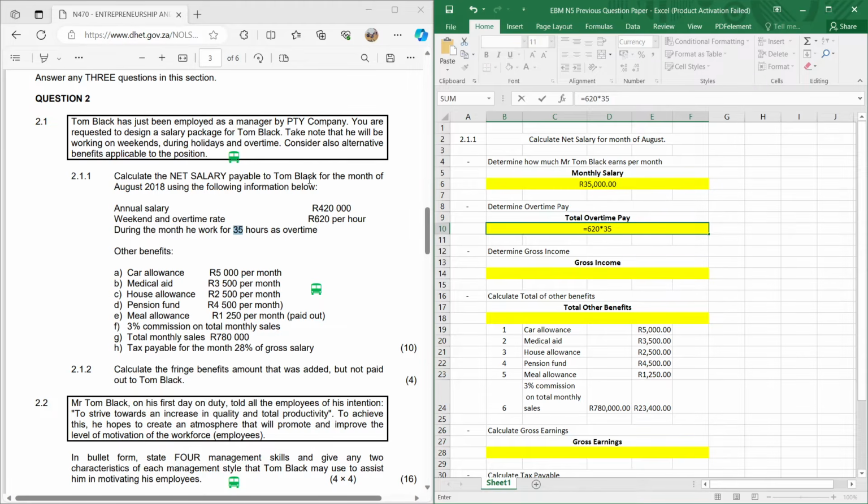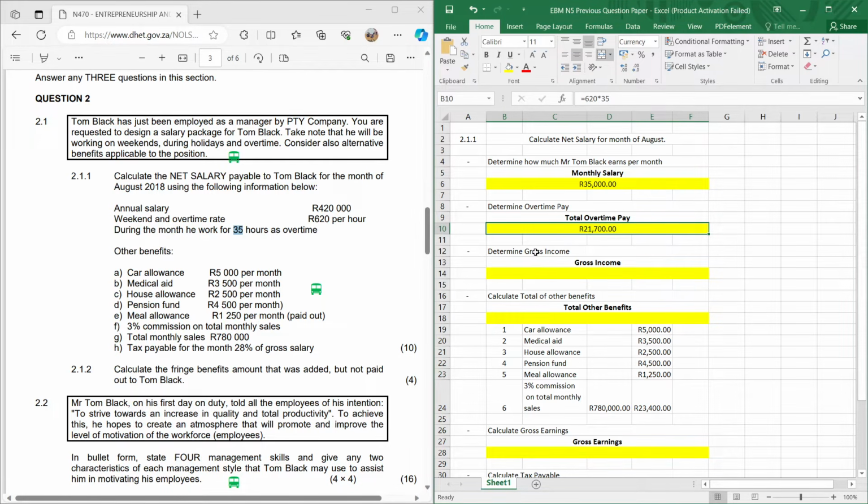Remember, we're only looking for a net salary for just 1 month, which is the month of August, right? So these are the hours, the overtime hours that Mr. Tom Black accumulated for that particular month. It's 35 hours, right? And then I'm gonna hit enter, and then you will get a sum of 21,700, right? That is the amount of overtime owed to him, right?